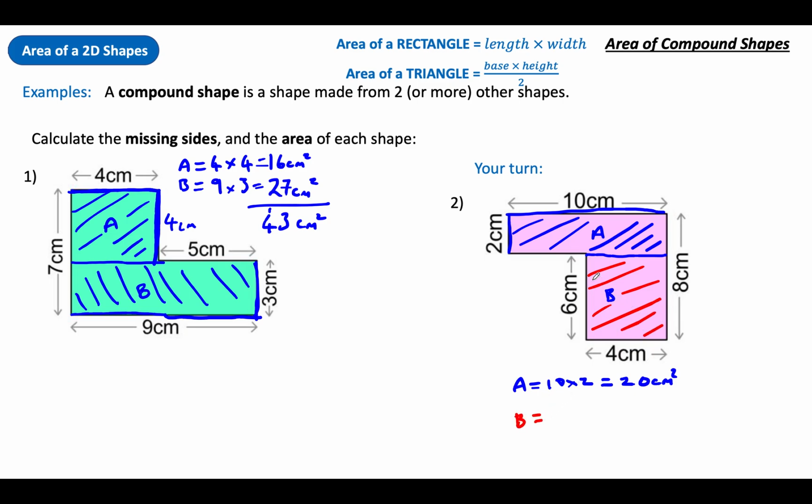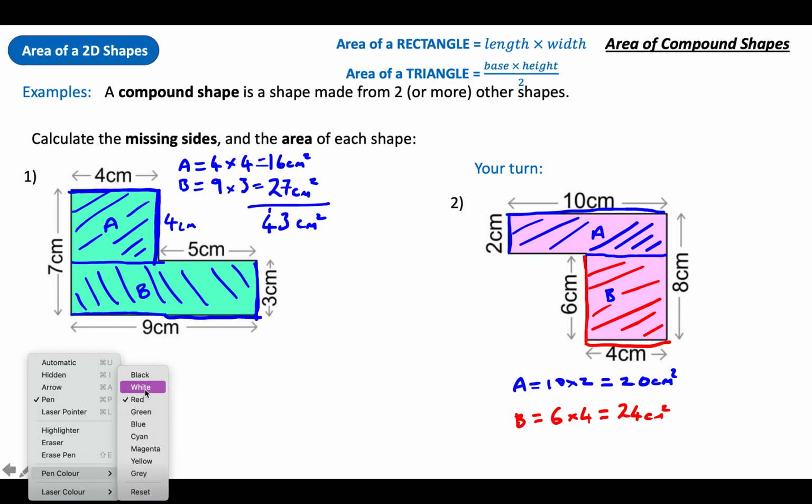Now for B, again, I don't want 8, because 8 is all of this length, and that's going to be wrong, because it's all part of A. I only want that part and that part, because that's an L shape that completely covers the two dimensions of my rectangle. One of those is 6 and the other is 4, so length times width, 6 times 4, which is 24 centimeters squared. And then we're going to go for the total area, because I haven't found the actual answer yet.